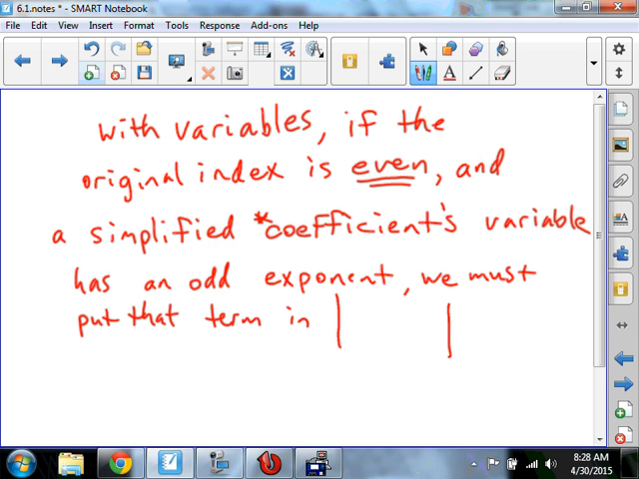So let me give you a quick example of what I mean by this. Example: let's find the square root of x to the 6th power. Everybody see what I got going on there?